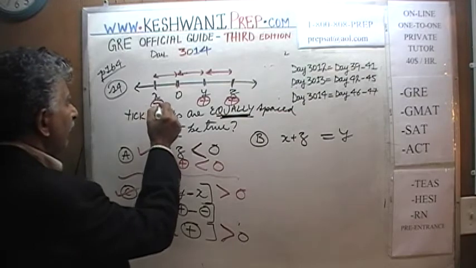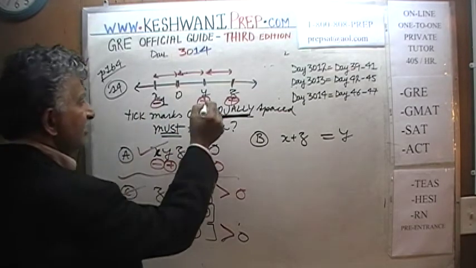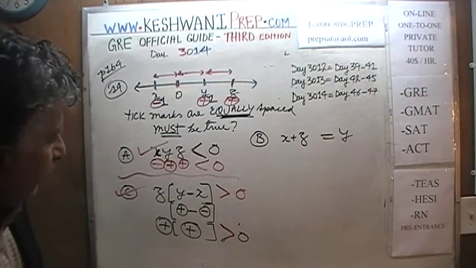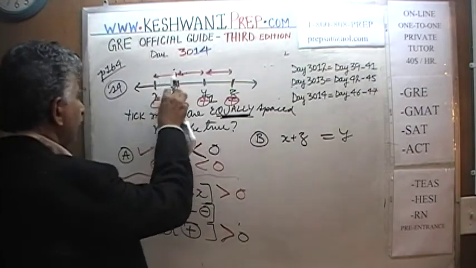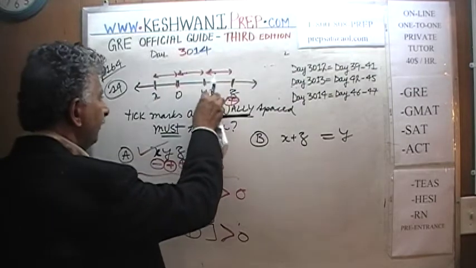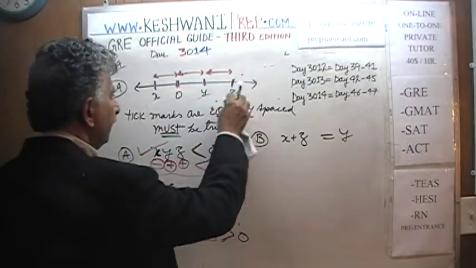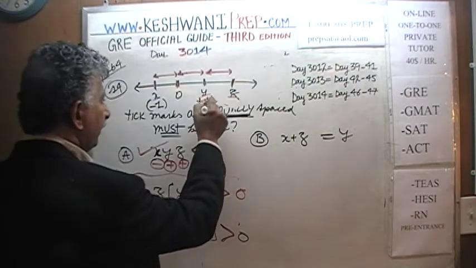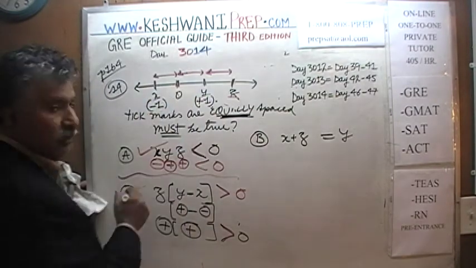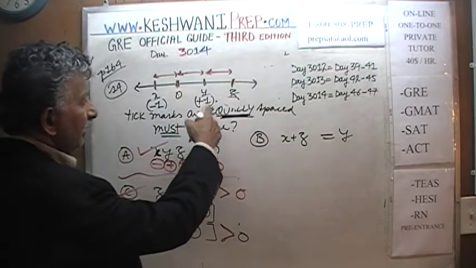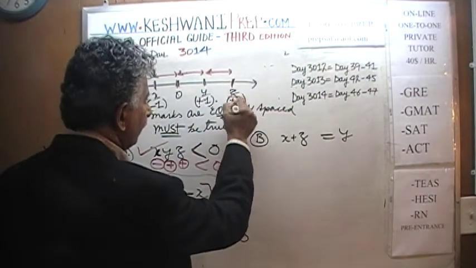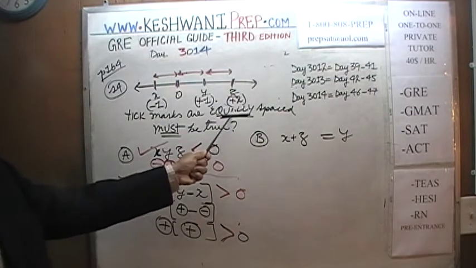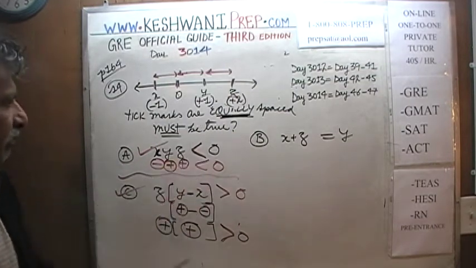Let's pretend that x is negative 1. If x is negative 1, then y would have to be positive 1, because negative 1 to 0 is 1 unit, and 0 to 1 is 1 unit, in which case z would have to be positive 2. Very good, they are all equally spaced. That's very important here, otherwise we cannot answer this question. And just plug in the values.